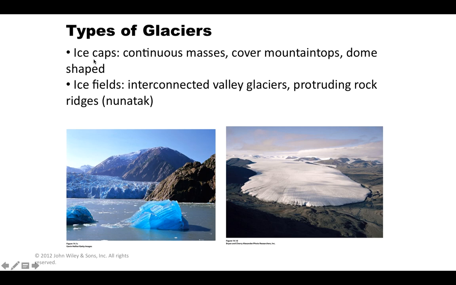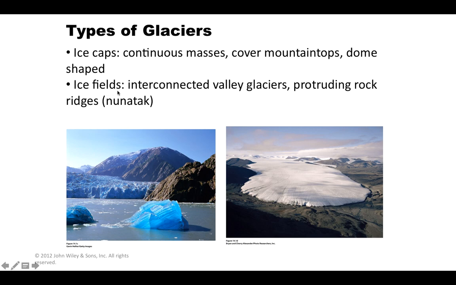So an ice cap, you've probably heard that term before, the polar ice caps. Maybe you've heard me say ice cap. But that's a continuous mass, a glacial mass that covers mountaintops. It's usually dome shaped, which is a little bit different than the kind of river shape that I've been describing for you. So an ice cap is a type of glacier, but the difference is that it covers mountaintops, and it tends to be dome shaped.